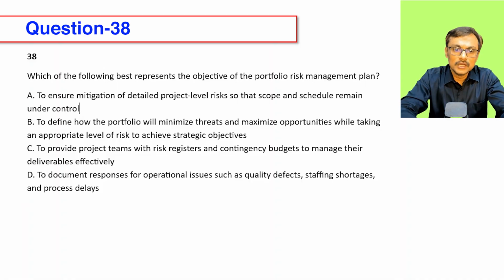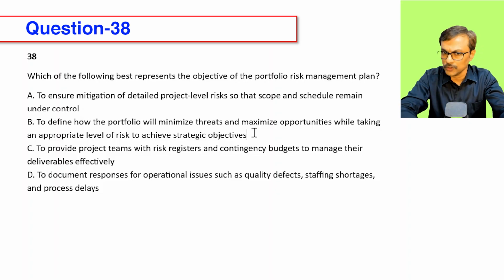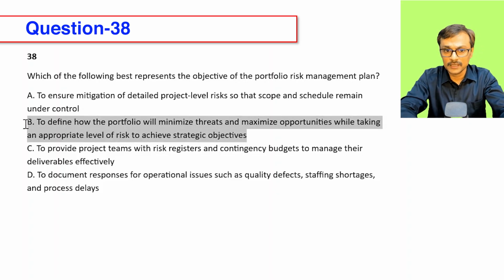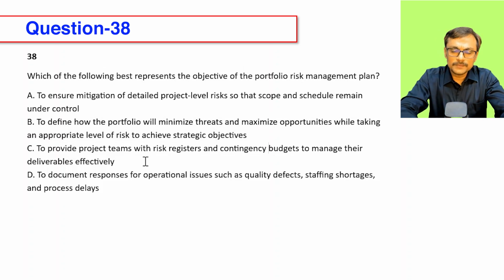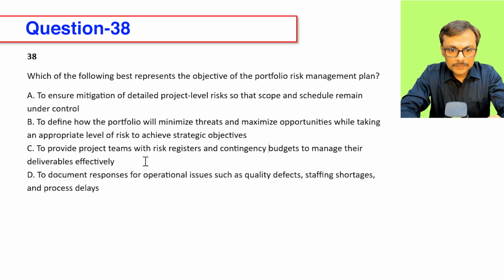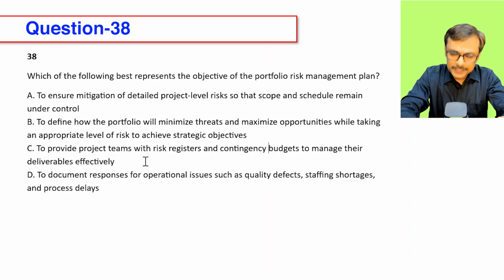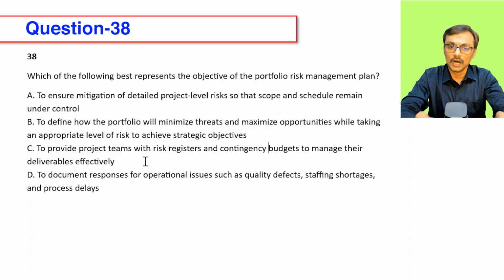Option B, to define how the portfolio will minimize threats and maximize opportunity while taking an appropriate level of risk to achieve strategic objectives. Looks great. It looks like a statement from the standard. Option C, to provide project teams with the risk register and contingency budget to manage their deliverables effectively. Now, you are not going to provide the project team a risk register. There is a possibility you provide some guidance on how to handle risk at a project level, not necessarily the risk register alone.